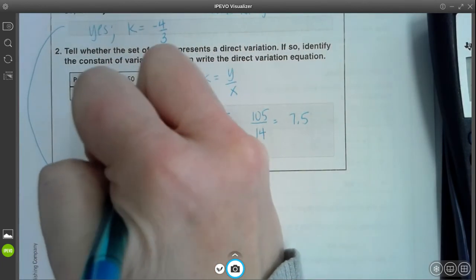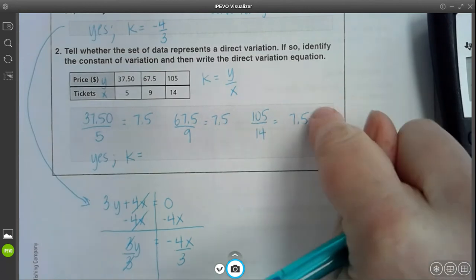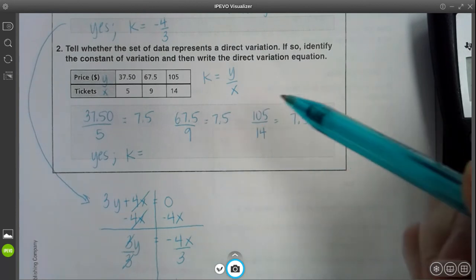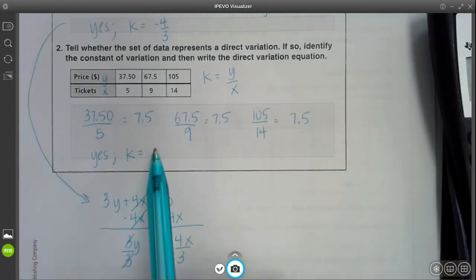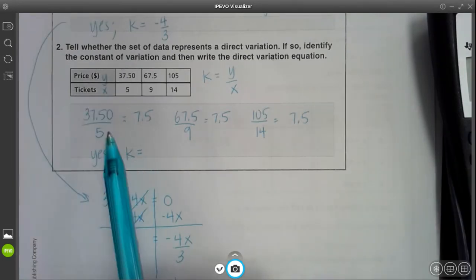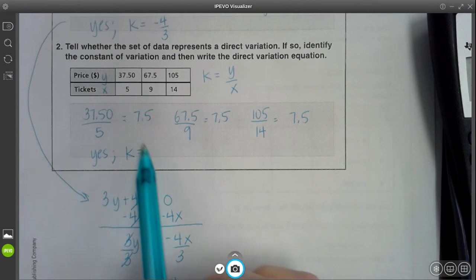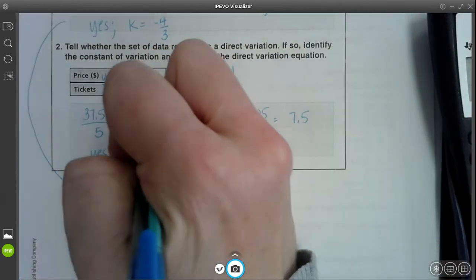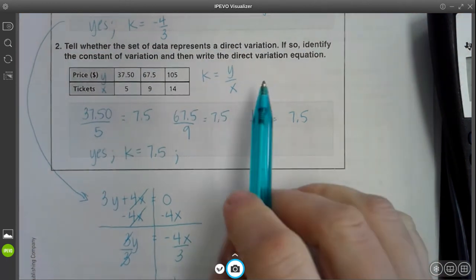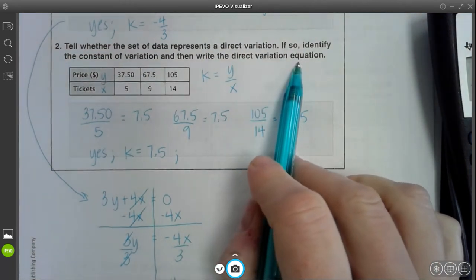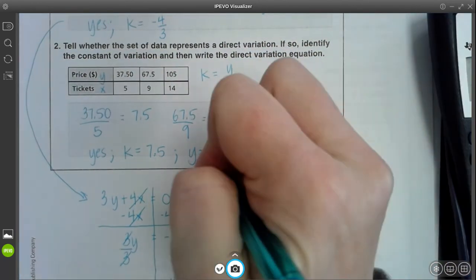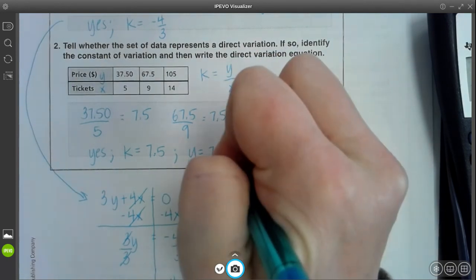The constant of variation is the number that we got every single time. Now, I've had some people say, does it matter if I do y divided by x or x divided by y? And the answer is, if you just want to figure out if it's direct variation, the answer is no. But if you divide them in the wrong way, then you're not going to get the correct k value. Okay, and then we have to write the direct variation equation. Direct variation equation is y equals k times x. We just replace the k with our constant of variation.